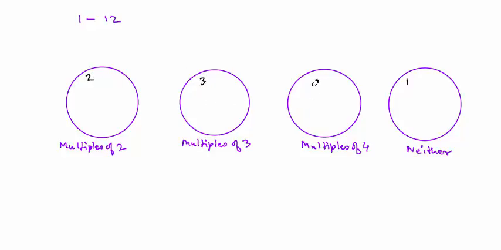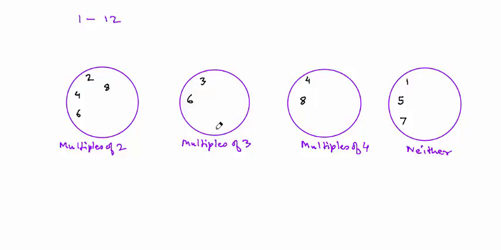Now how about 4? 4 is a multiple of 4 and 4 is also a multiple of 2. So where do we write that? Here or here? Or maybe in both circles. Let's do that. So we have a 4 here and we also have a 4 here. 5 is neither. 6 is a multiple of 2 and 3 both. So we're going to write a 6 here and a 6 here. 7 is neither. 8 again is between 2 and 4. So we have an 8 here, an 8 here, and an 8 here.